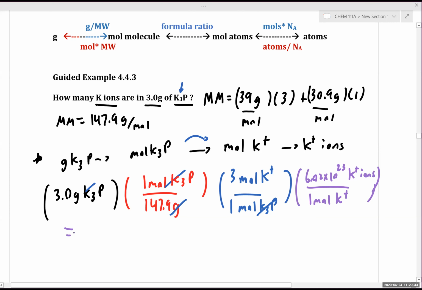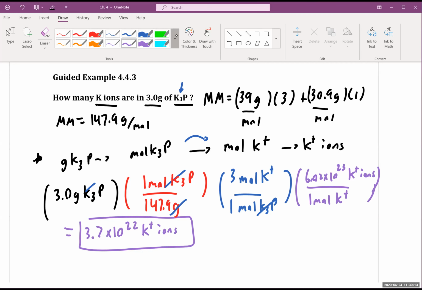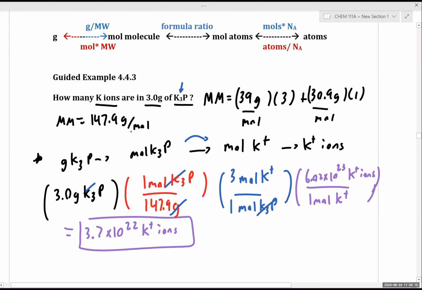So let's now punch this into our calculator. We have 3 over 147.9 times 3 times 6.02 times 10 to the 23rd. And that in turn gives us 3.7 times 10 to the 22nd potassium ions. Any questions on this example?